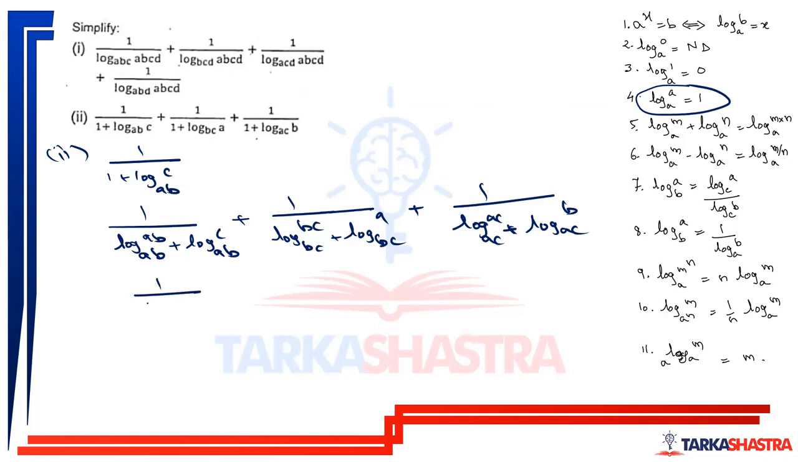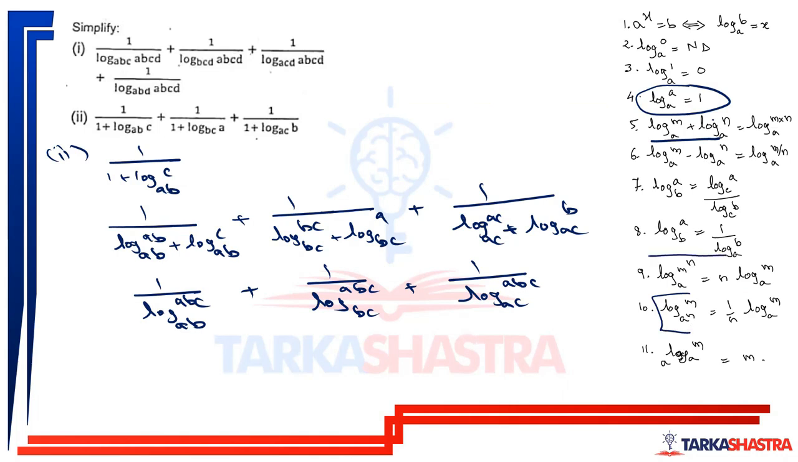Now this is nothing but 1 upon log ABC to the base AB, because we are using the fifth property: log m plus log n is log m into n. So log AB plus log C is log ABC. This will also become log ABC to the base BC, and this will also become log ABC to the base AC. Now I can reverse it like this, using the eighth property. If I reverse it, it will become log AB to the base ABC plus log BC to the base ABC plus log AC to the base ABC.